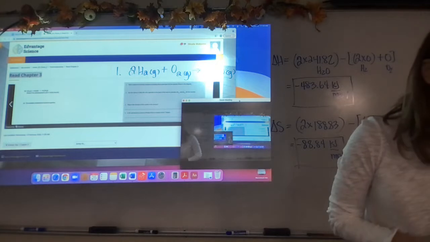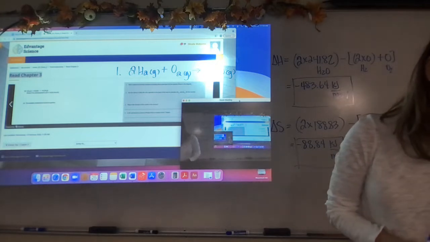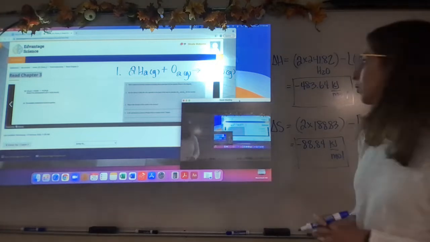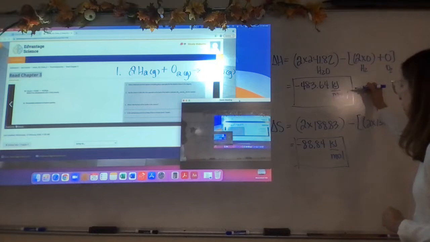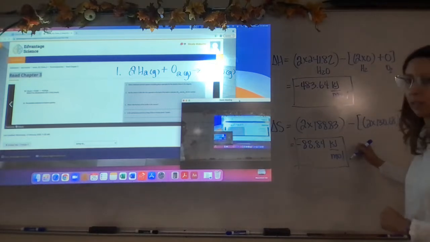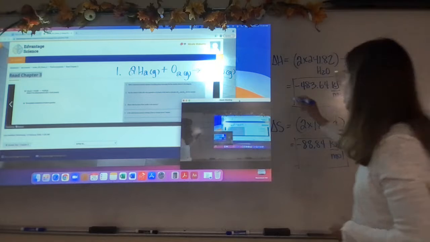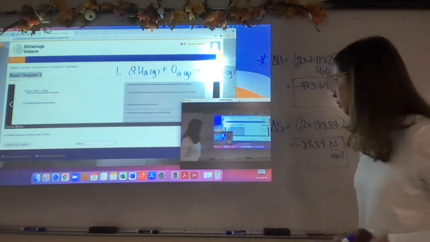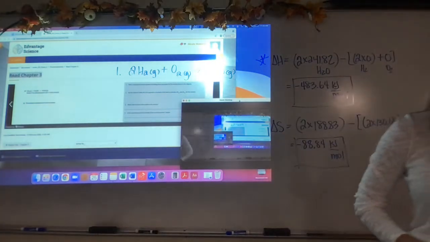Number 4, is the spontaneous process enthalpy driven or entropy driven? Explain. Well, we've got a negative delta H and a negative delta S. So this negative delta S is implying that our entropy is actually decreasing. So this would actually be an enthalpy driven process.